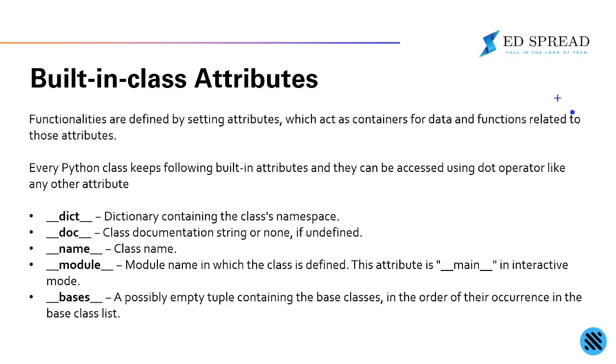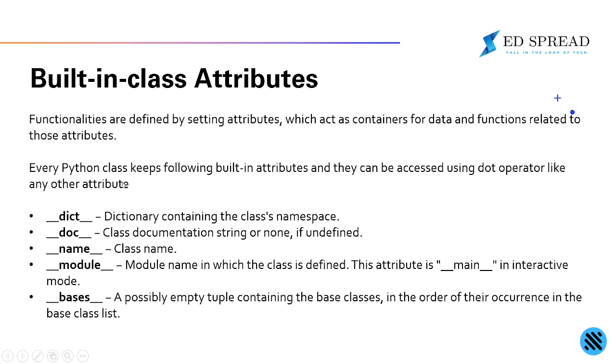So in this lecture, we will be seeing built-in class attributes, static and class methods, and garbage collection. Okay, so let us see what is a built-in class attribute. In the previous class, we wrote a simple code of classes and objects, right? Built-in class attributes are certain attributes that are built in, and we can use them to know the class name, the module name, the dictionary, the documentation string, etc. Every Python class keeps the following built-in attributes, and they can be accessed using the dot operator like any other attribute.